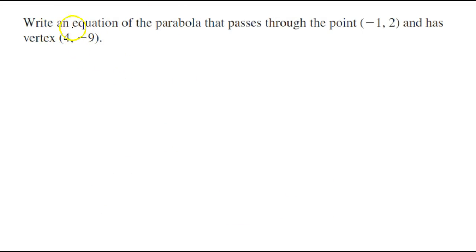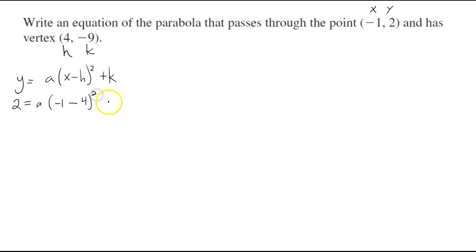All right, let's just do one more. Write an equation of a parabola that passes through the point negative 1, 2 and has vertex 4, negative 9. Our vertex is h and k, and our other point is our x and y. Vertex form is y equals a times x minus h squared plus k. Plug in what we have. y is 2. 2 equals a times x, which is negative 1, minus h, which is 4, squared, plus k, which is negative 9. So 2 equals a times negative 1 minus 4, which is negative 5, squared. Adding a negative 9 is the same as subtracting 9. Negative 5 squared is 25.